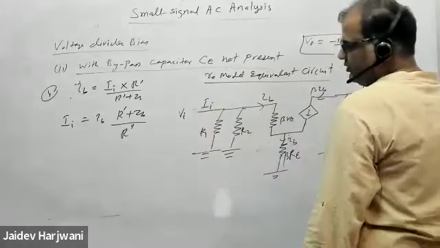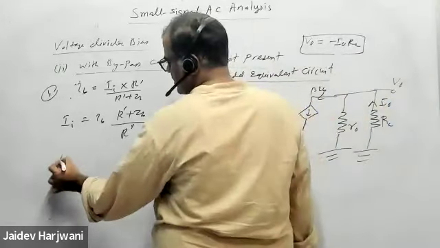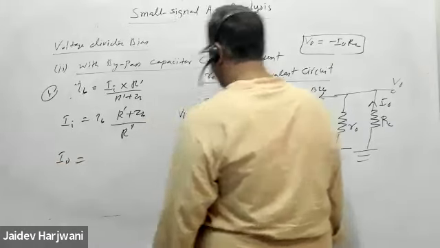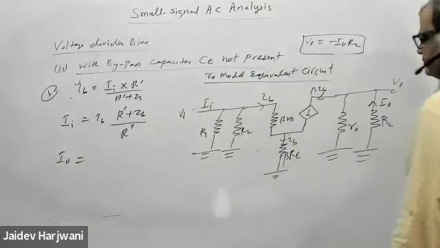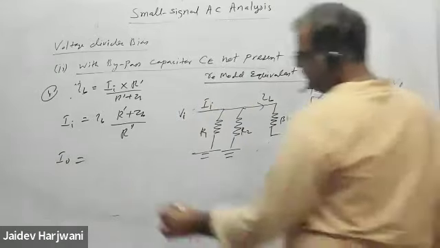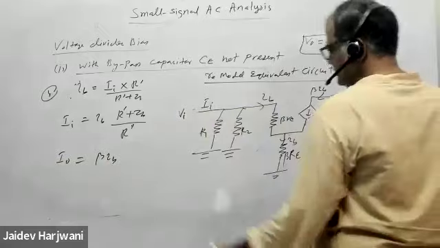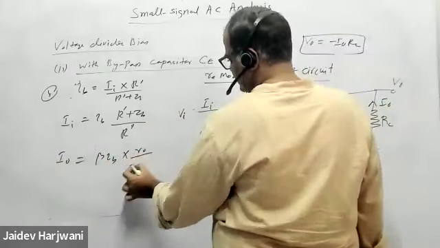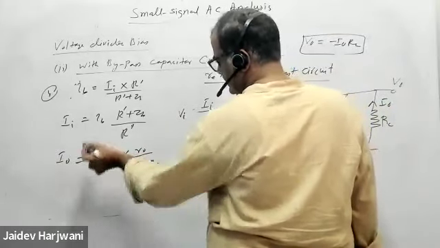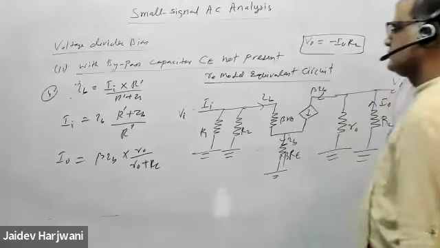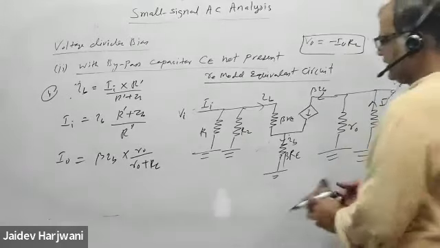So I input is this. Now what is I output? Total current beta IB. Minus will not come here because current is flowing out. Times R naught over R naught plus RC. Now find the current gain.